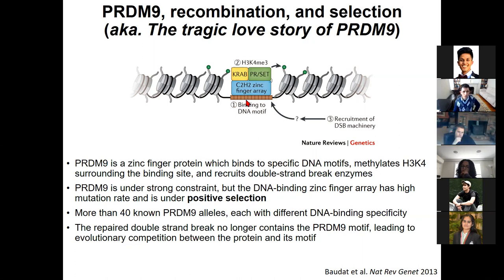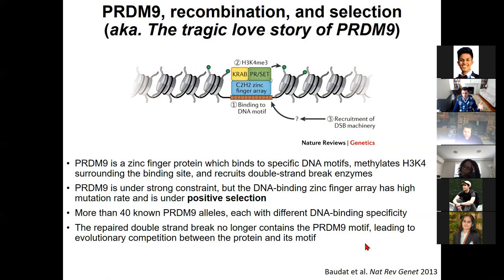that it doesn't bind as well. So that leads to this very funny game of selection, where as PRDM9 is binding all of these sites in the genome, it's causing loss of its motif. And therefore it evolves rapidly to adapt to another motif that is not as destroyed by its own binding. And as it's adapting, that other motif that it now prefers will also get depleted, and it will need to mutate again to recognize a new motif, and so on and so forth, okay? So that leads to enormous positive selection for rapid evolution of the DNA binding zinc finger domain of the PRDM9 protein, with more than 40 known PRDM9 alleles, each with a different DNA binding specificity.